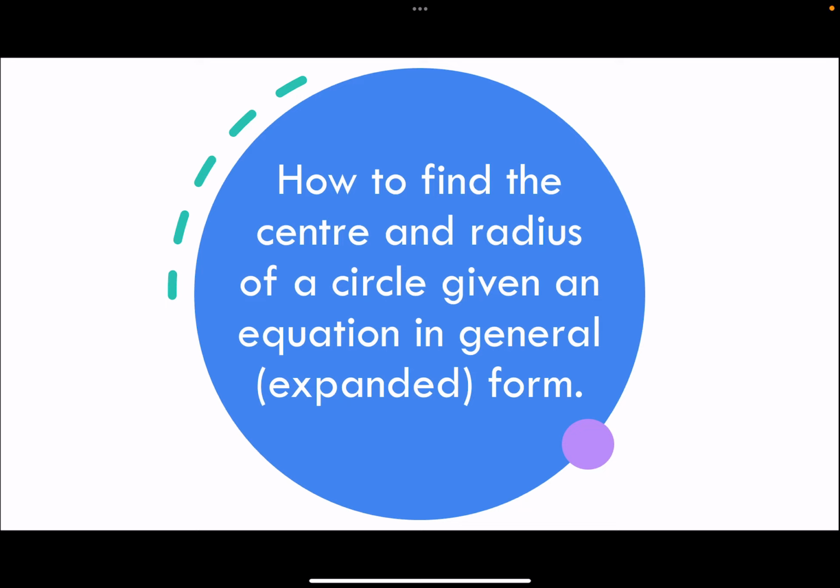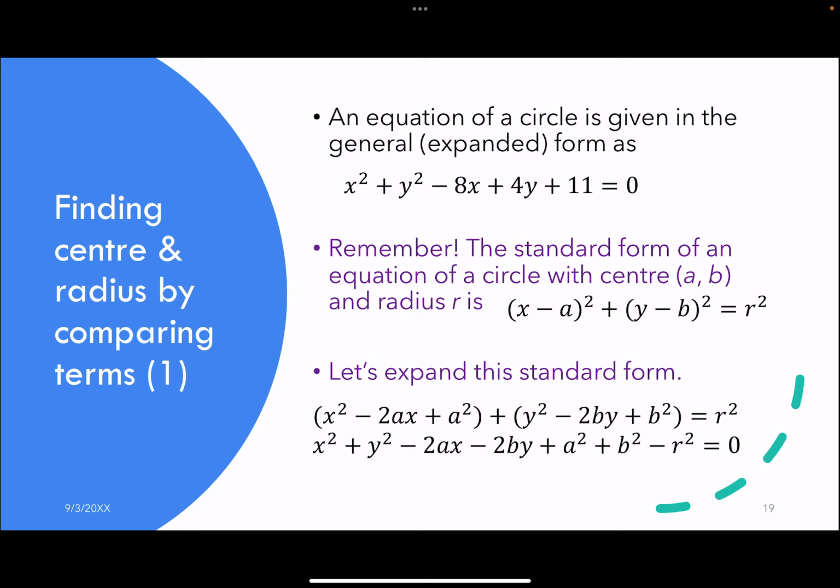Alright, now we're going to learn how to find the center and radius of a circle given an equation in general or expanded form. Let's just say that we have an equation of a circle given in the general or expanded form as x squared plus y squared minus 8x plus 4y plus 11 equals 0. So this will be a common thing that you can see when an equation of a circle is given.